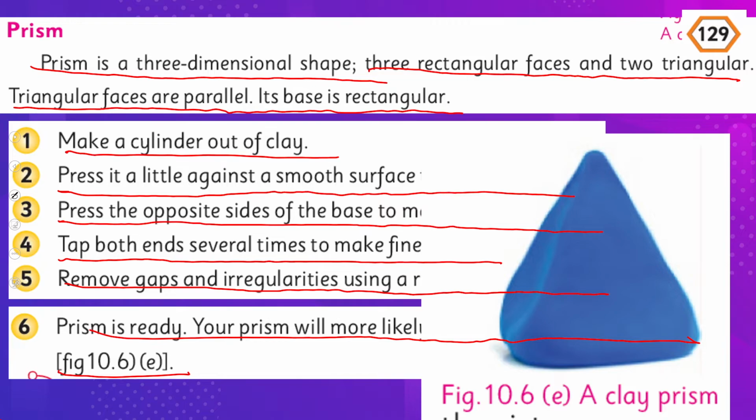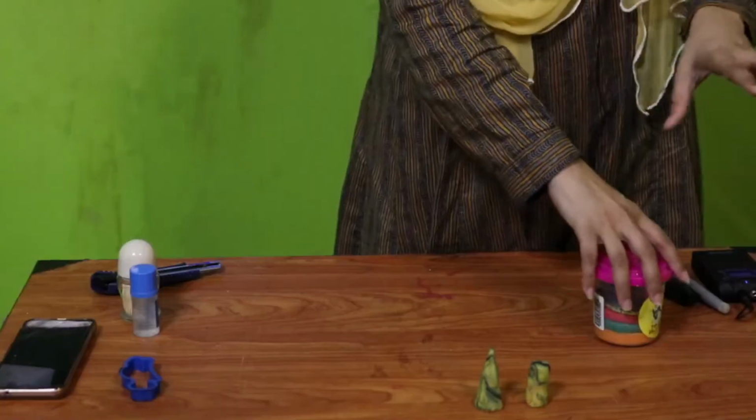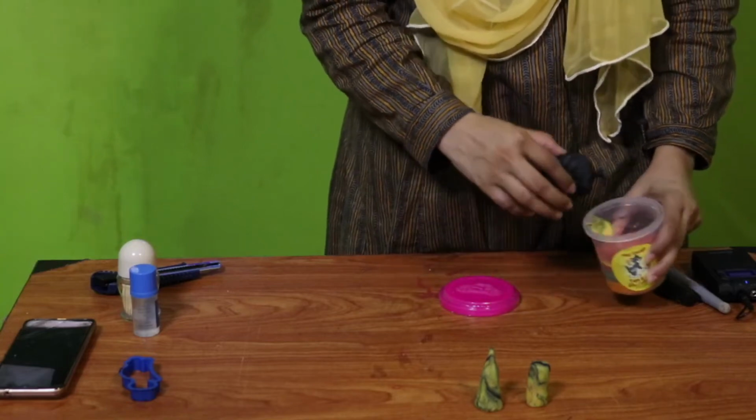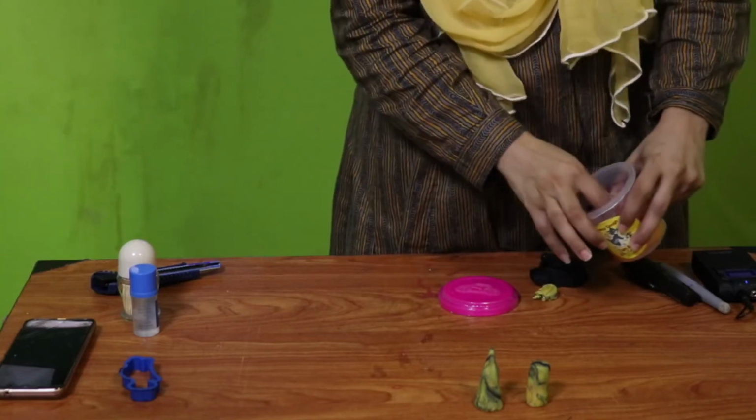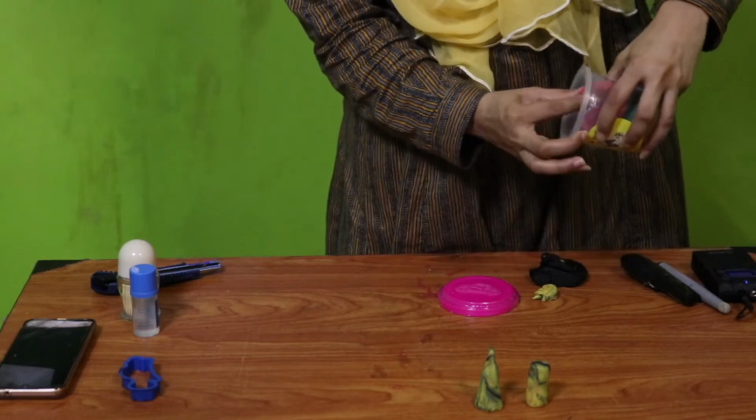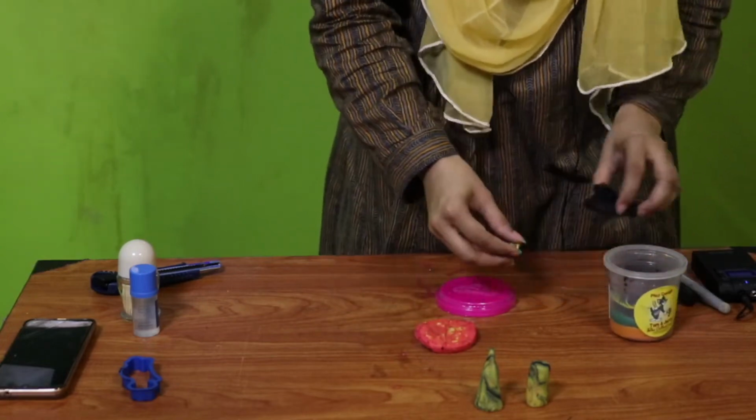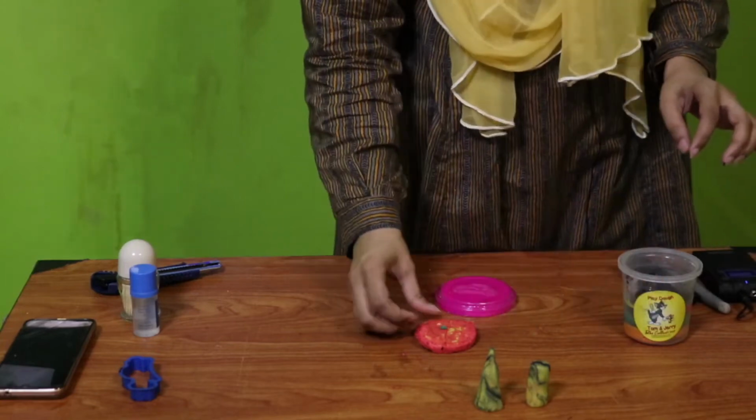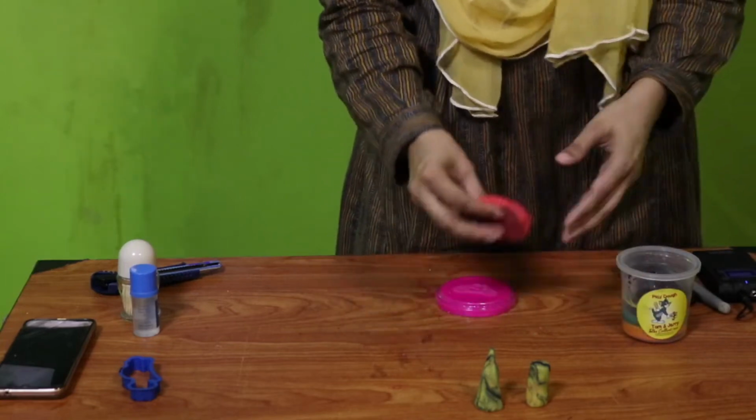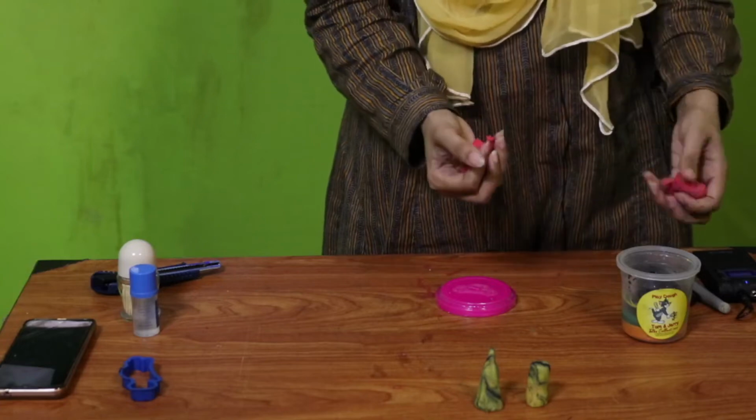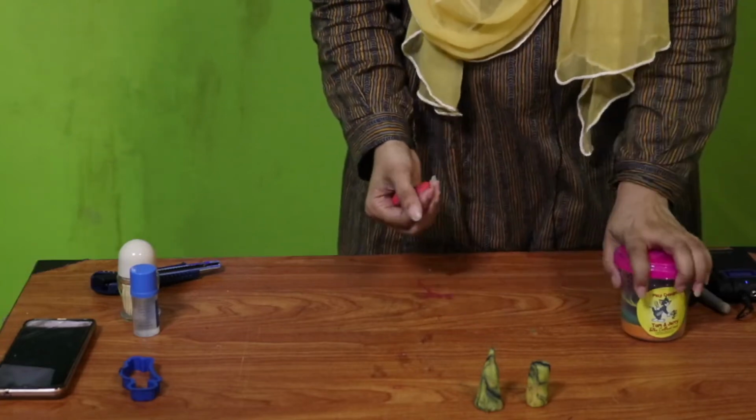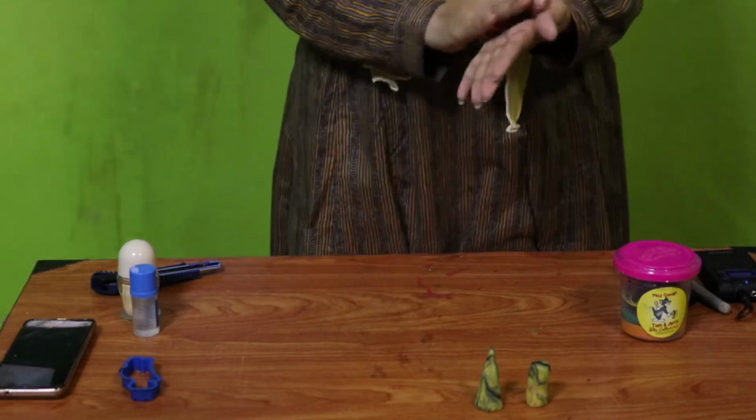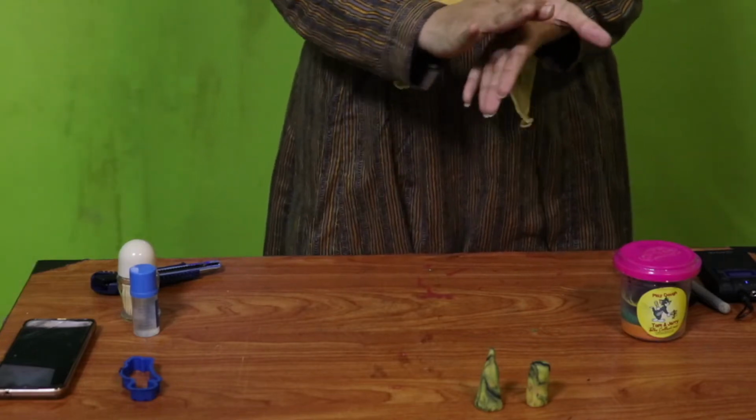Okay, my dear students, again first we will make a sphere and then we will make a cylinder. So here I will be needing some Play-Doh. So what I will do now is I will take a part of this Play-Doh and I will form a sphere first. Now I will make a cylinder.